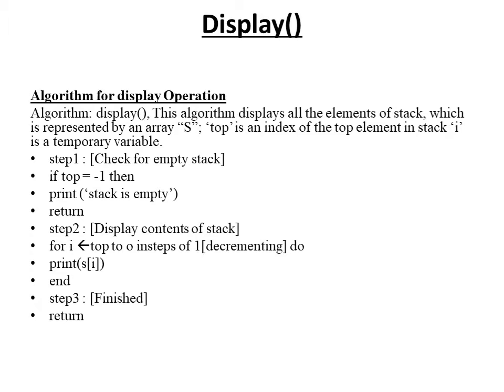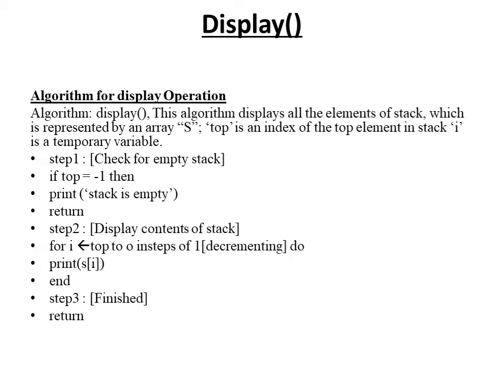Algorithm for display operations. Algorithm display. This algorithm displays all the elements of a stack, which is represented by an array S. Top is an index of the top element in the stack, and I is a temporary variable. That means S is the stack of a given size and top is the topmost element, and to retrieve the data in the stack I use a temporary variable, that is I. Initially I initialize I equals to 0.